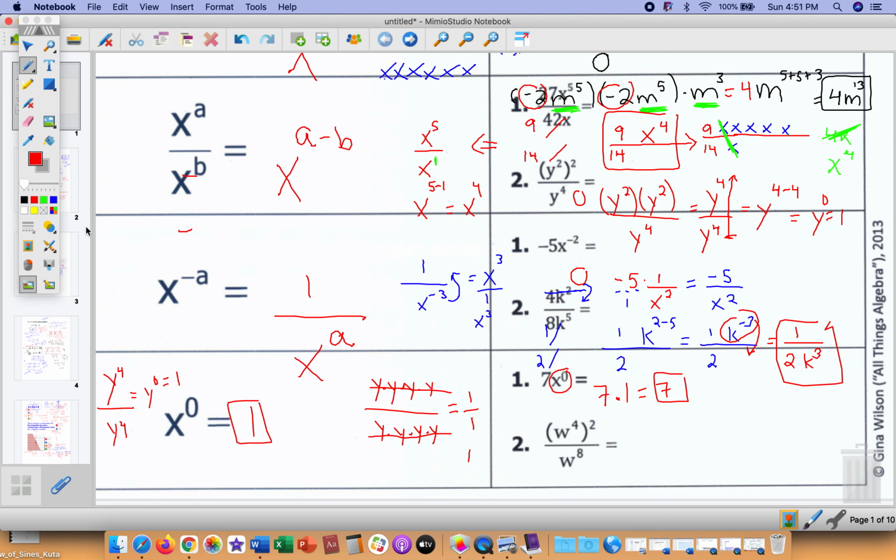And last one. So on top we see y to the 4th raised to the 2nd power. So I'm going to write y to the 4th 2 times, or what I'm saying, w. So on top, using our product rule, we have base w, we can add our powers. So 4 plus 4 is 8. Using our quotient rule, we do base w, top minus bottom, which is w to the 0 power, which is 1.